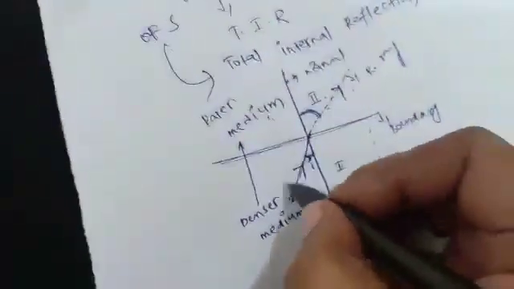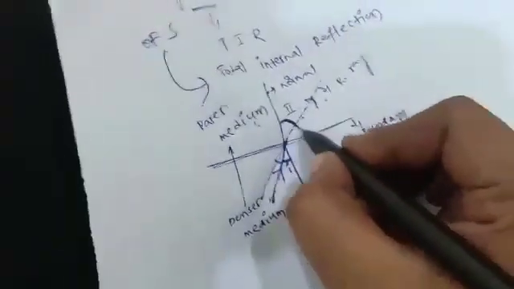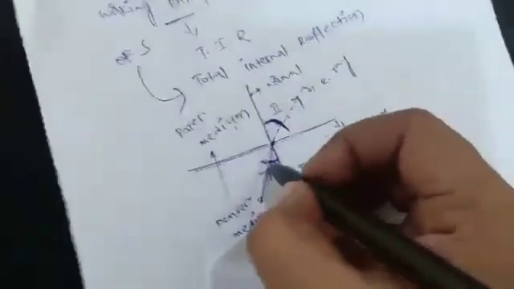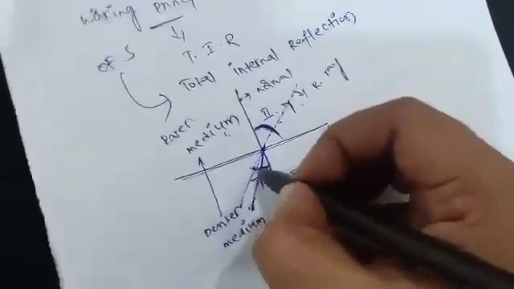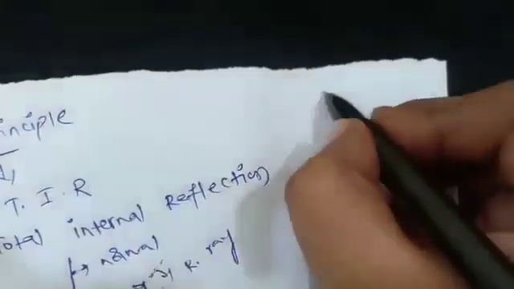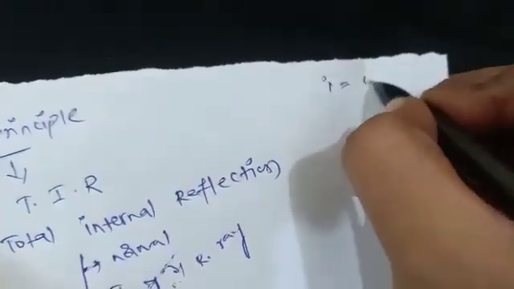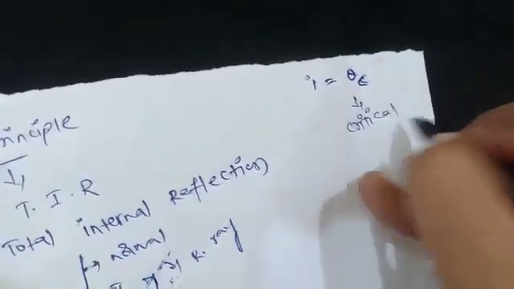When the angle of incidence is increased, the angle of refraction also increases. As we continuously increase the angle of incidence, the angle of refraction also increases. At a particular angle of incidence, the refracted ray touches the boundary. That angle of incidence is called the critical angle, theta c.